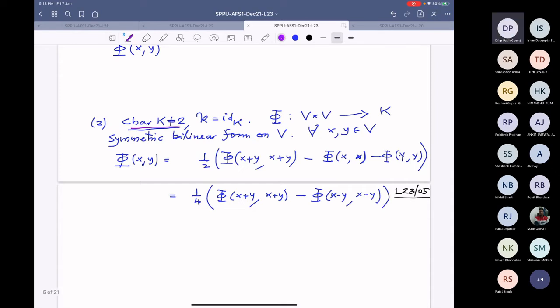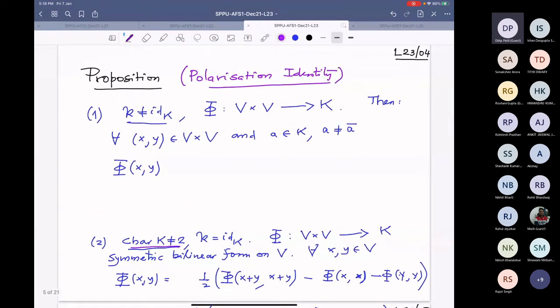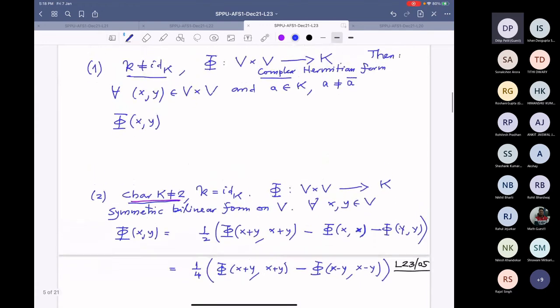All right. So now I want to write the more general statement here. Let us write more precisely: kappa is not identity, and this is a Hermitian form, complex Hermitian. And this word complex doesn't refer to the complex numbers, please. This refers to the fact that kappa is not identity. And now I want to write such a formula. See, the aim is to write such a formula.